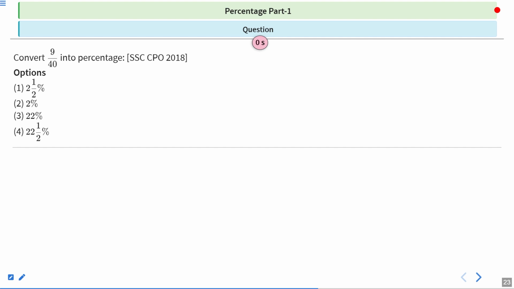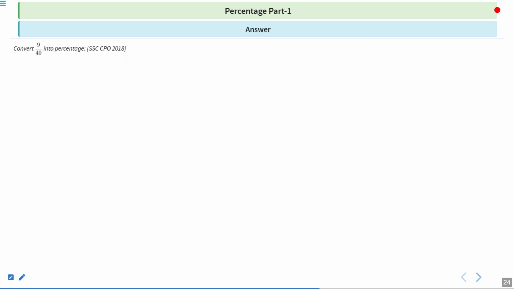Now time's up. Let's see the solution of this question. This is a very simple question which was asked in the SSC CPO exam 2018. We know that when we convert a fraction into a percentage, we just multiply the fraction by 100 and we get the percentage value. And this question is to convert 9 upon 40 into percentage. So the correct answer of this question is fourth, which is 22.5%.